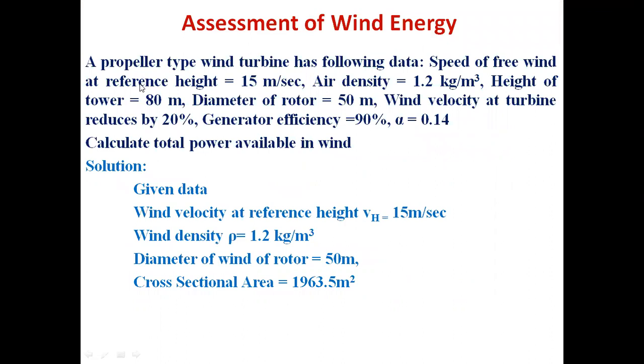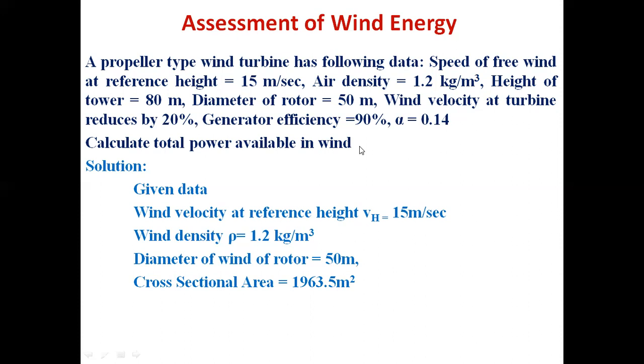The problem is given here. A propeller type wind turbine has the following data. Speed of free wind at reference height equals 15 meter per second. Air density is equal to 1.2 kg per meter cube. Height of tower is 80 meter. Diameter of rotor is 50 meter. Wind velocity at turbine reduces by 20%. Generator efficiency is equal to 90%. Alpha equal to 0.14. Calculate total power available in wind.